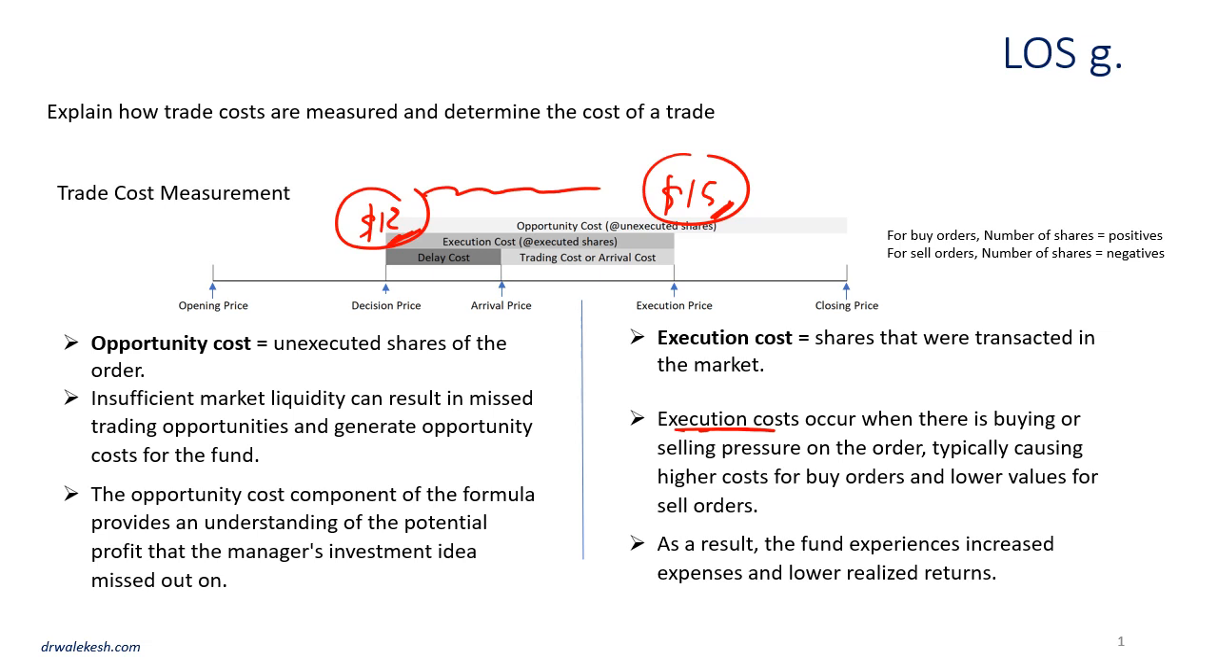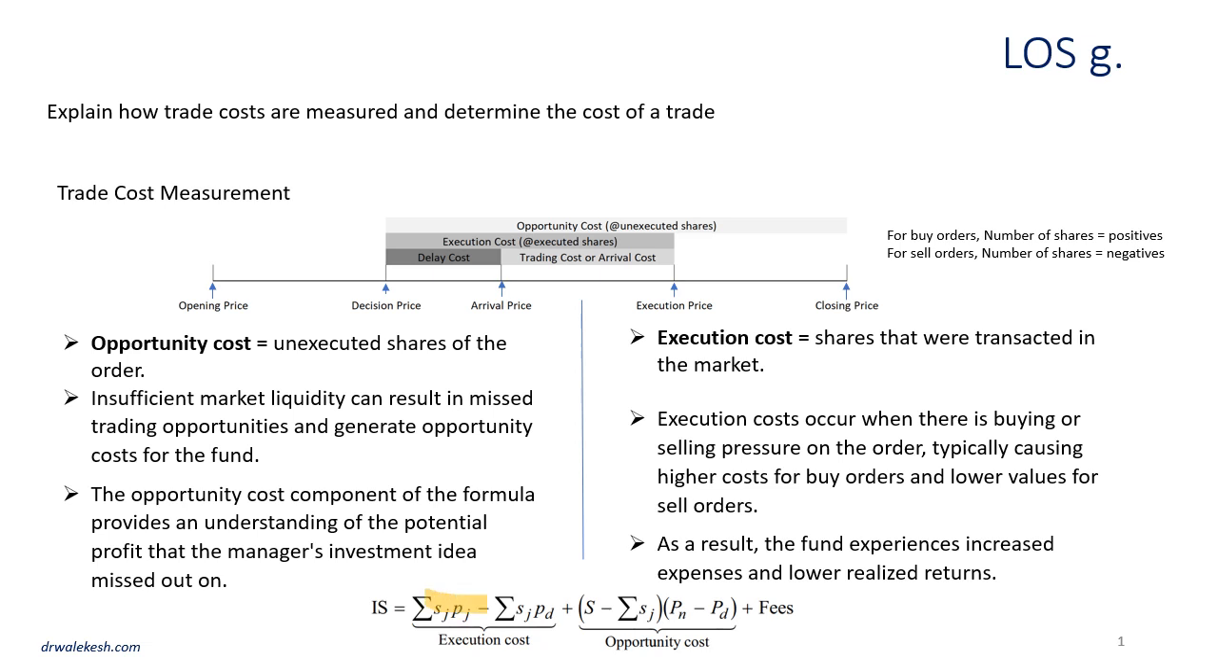So finally, as a result of all I've explained here, the fund experiences increased expenses and reduced realized return, because execution cost would increase the expenses, and if we are talking in terms of realized return, it would lower it. So this is the formula. The only addition that we'll talk about on the next slide will be fees. And it's worth noting that execution cost plus opportunity cost plus the fees will give us implementation shortfall.